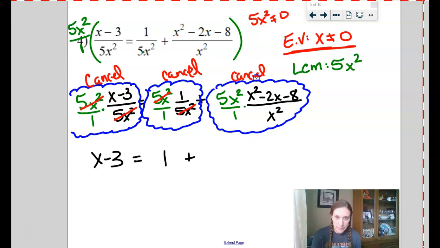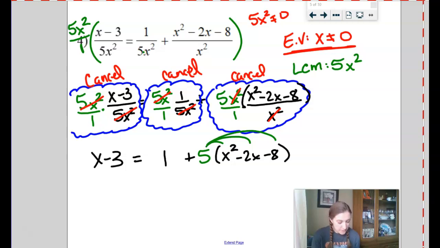Oh boy, here we go. The x squareds will cancel, but be careful. You're multiplying this 5 times the quantity x squared minus 2x minus 8. You gotta distribute that. So I don't like to jump ahead in my work, especially on these tricky questions, because I'm sure you've seen this. This is the kind of algebra where a teeny tiny mistake really messes with you.